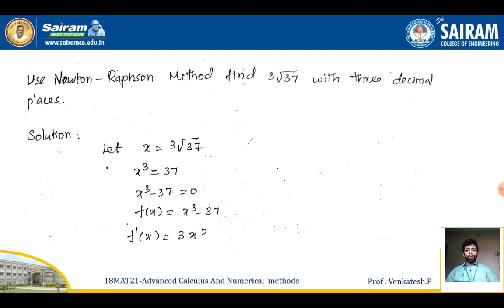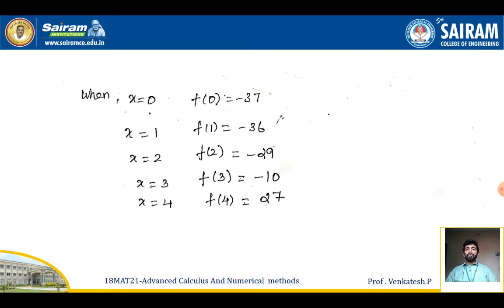According to the formula, we have to estimate f'(x) also. So I'm going to differentiate the given equation with respect to x, and I get f'(x) = 3x squared. Now we have to find the x0 root to start the iteration. For that, I am going to replace x = 0, 1, 2, 3, 4 in the given f(x) equation.